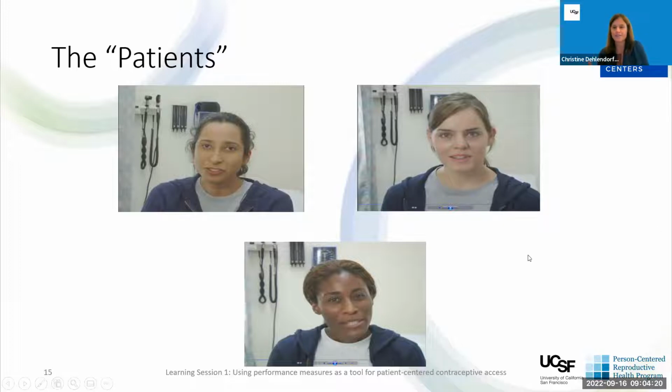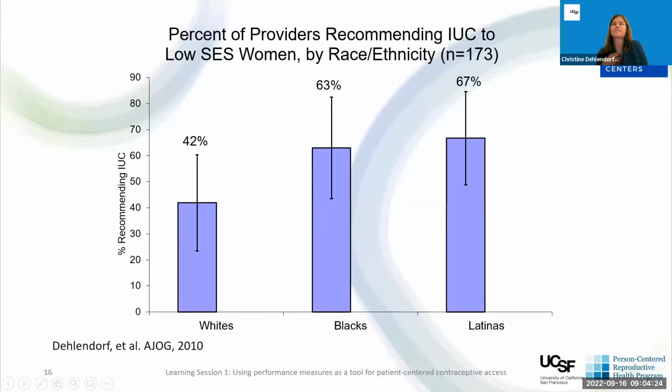And what we found, next slide, when these standardized videos were shown to providers at the American Academy of Family Physicians and ACOG national meetings in a randomized way, was that providers were more likely to recommend the IUD to women who are Black and Latina as opposed to white women. And again, this is controlling for all other variables.